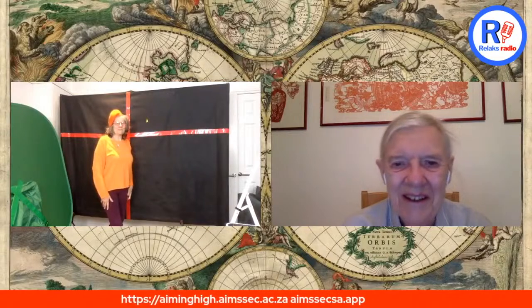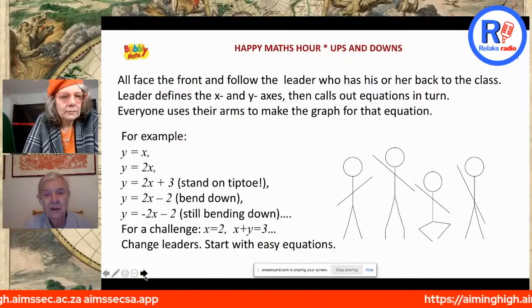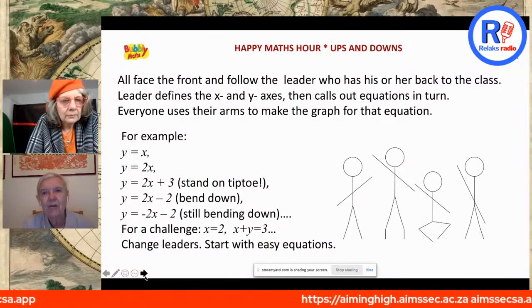Fantastic. And what about y equals minus 2x minus 2? She's going down. I think she's doing the splits now. Fantastic. Okay. Very, very good. It's a really good activity for children.